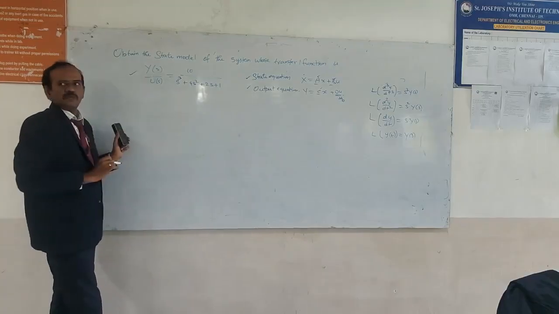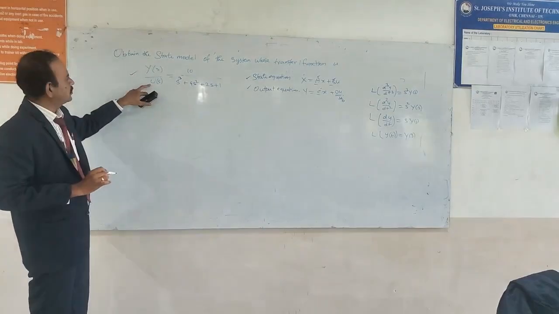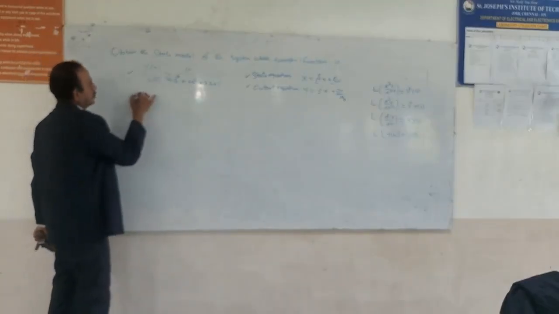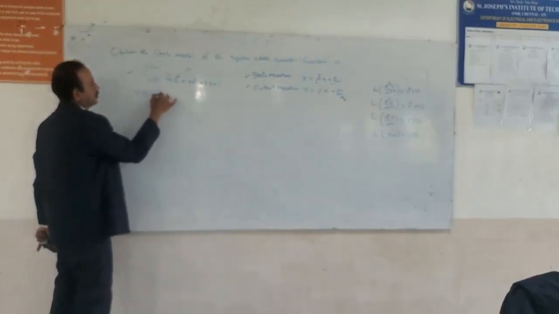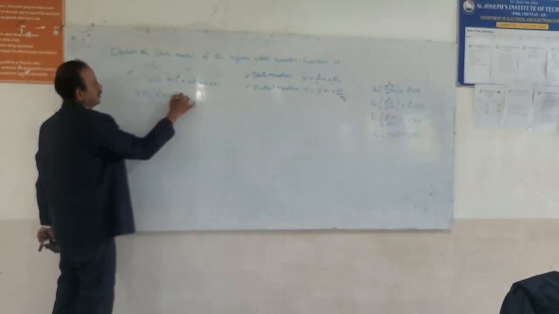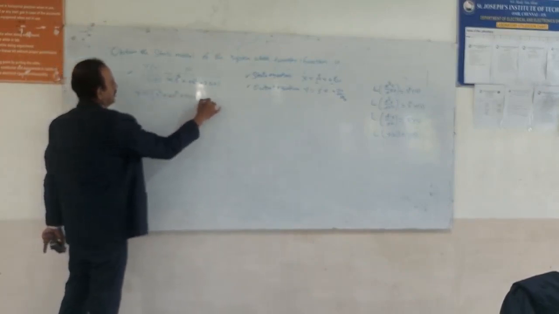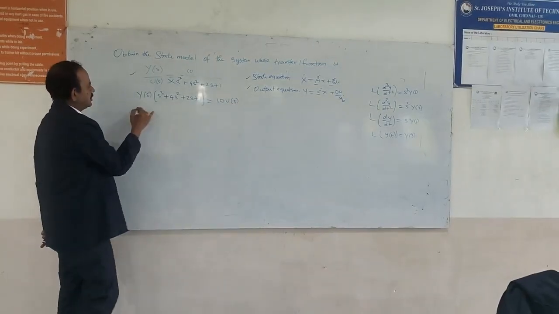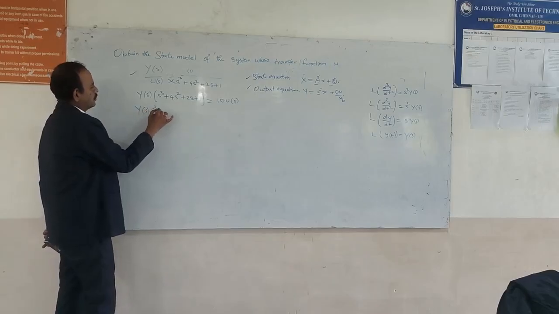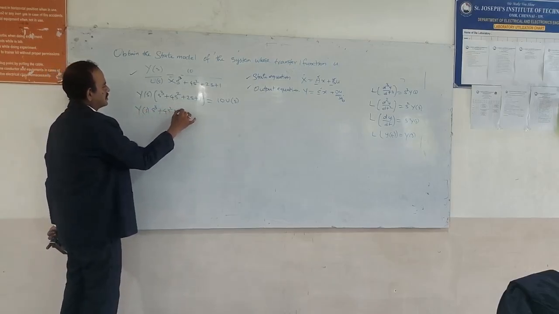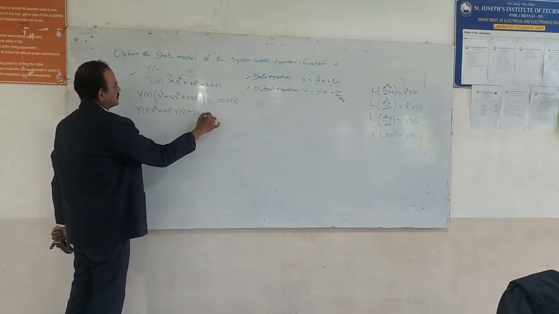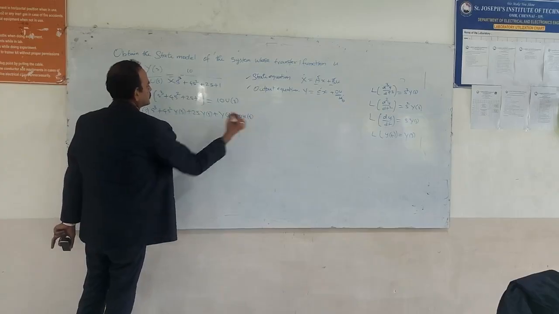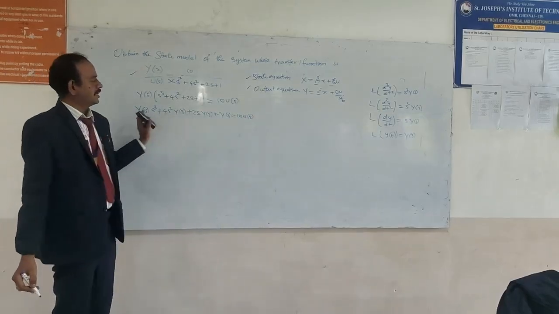Here we have Y(s) by U(s), where Y represents the output and U(s) represents the input. Just cross multiply. Y(s) into s cube plus 4s square plus 2s plus 1 equals 10 into U(s). Multiplying through, we get s cube Y(s) plus 4s square Y(s) plus 2s Y(s) plus Y(s) equal to 10 U(s). So we got the equation all in the s domain.